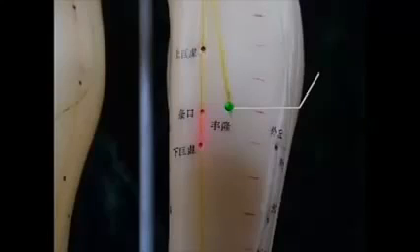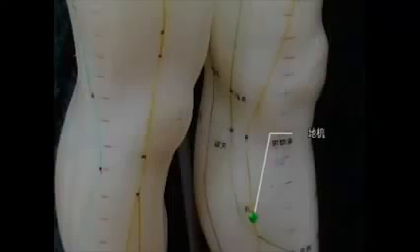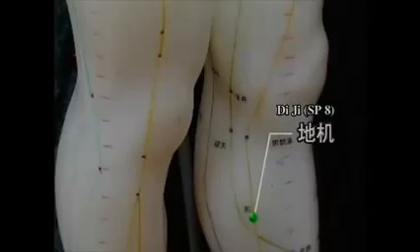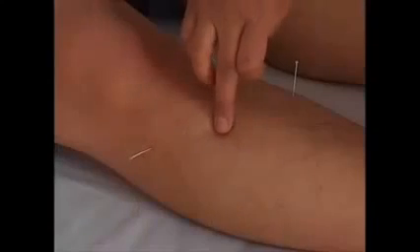Stomach 40 is a vital point for transforming phlegm. Spleen 8 is the cleft point of the spleen channel and has a strong ability to expel damp. The combination of these 5 points can clear heat and expel damp.